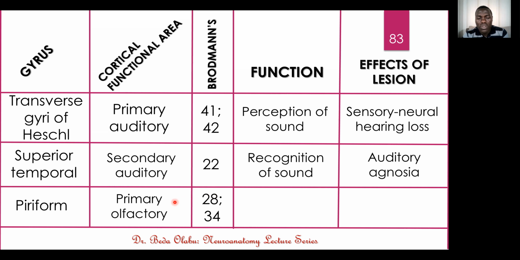The primary olfactory cortex is the region that we use for perception of smell. Therefore, if you injure the piriform lobe, then you lose the perception of smell. Loss of sense of smell is what you are calling anosmia. Loss of sense of smell is anosmia. Great.